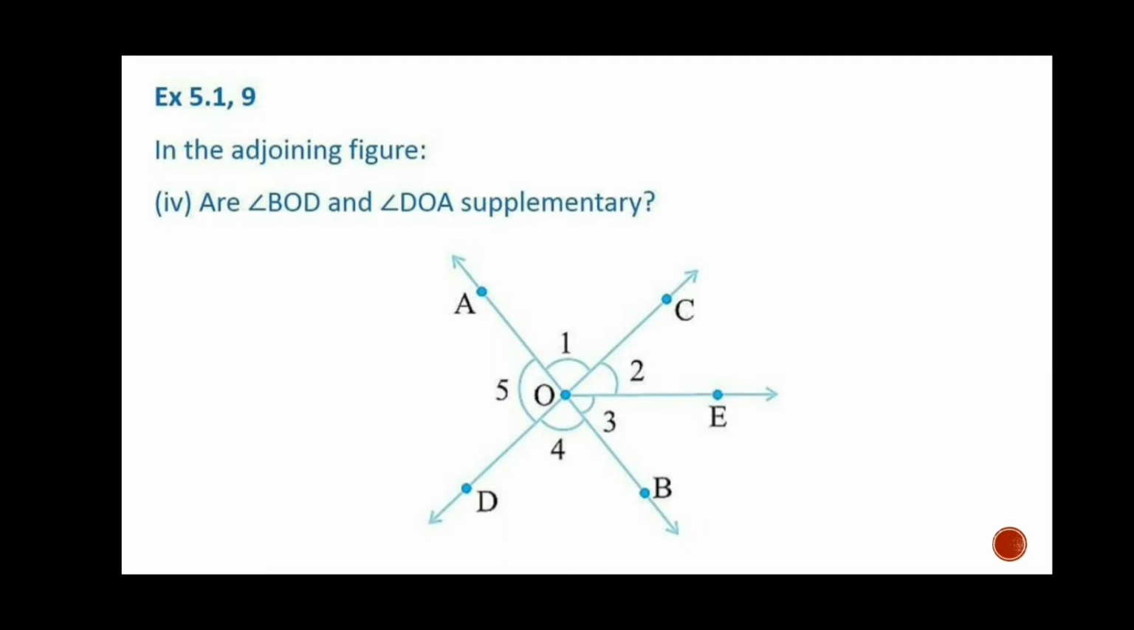Now in the fourth part of this question it is asked, are angle BOD and angle DOA supplementary? Now see, what is angle BOD here? Angle B is from here, BOD. So you can see which angle, this fourth one. And what is angle DOA? D is here, D, O, A. So this fifth angle, right? So are these angle 4 and angle 5 supplementary?